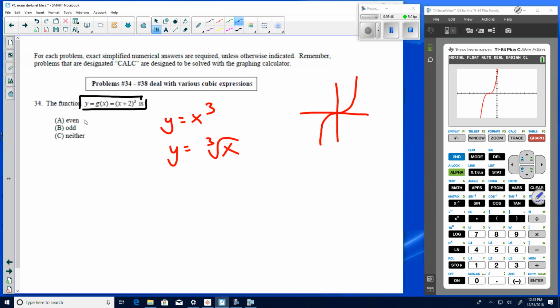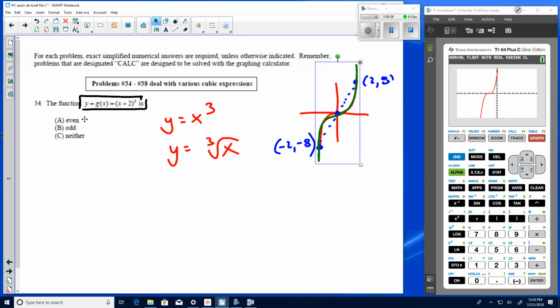So imagine a point on this graph. Here's a point (2, 8). There is a symmetric point down over here in the third quadrant, which would be (-2, -8). This is called point symmetry. You can also think of it as rotational symmetry. If we take this and actually spin it around, it should line up like that. Okay, so rotational symmetry about the origin.